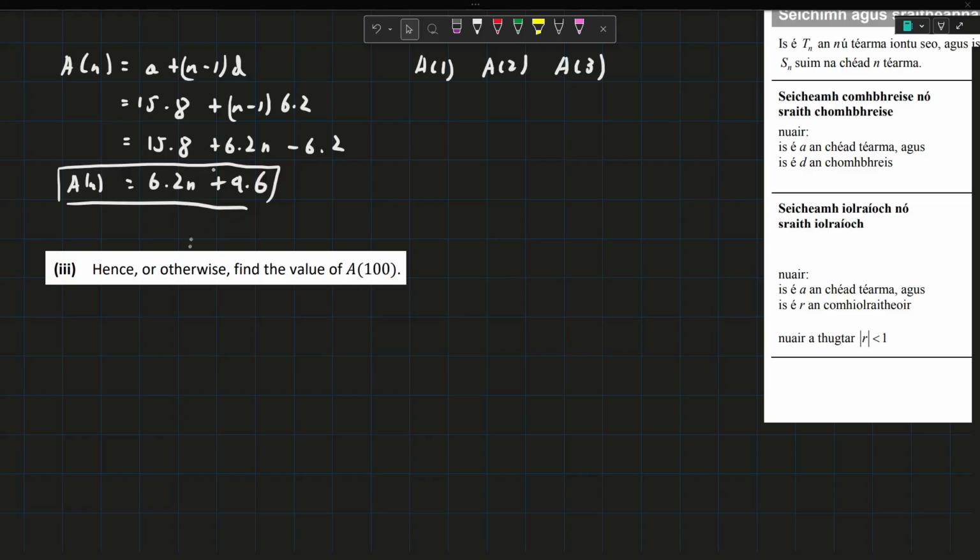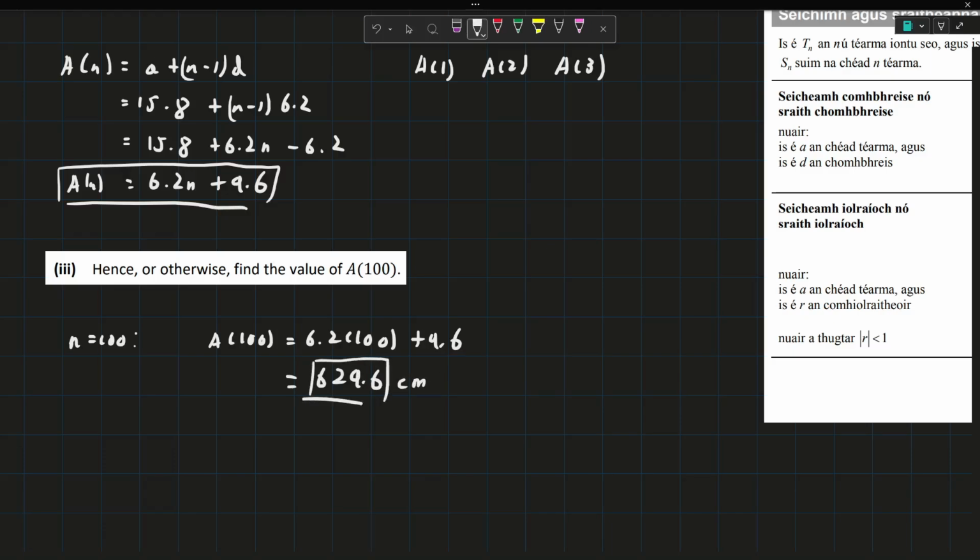Part 3, we're asked to find the value of A of 100. That's very easy. We just need to sub in n equals 100. And what we're going to get is A of 100 will be equal to 6.2 times 100 plus 9.6, and you can just put that into your calculator. And you'll get 629.6, and remember this is a length in centimeters, although they weren't really strict about that in the marking scheme. They didn't even mention centimeters, but that's the answer.